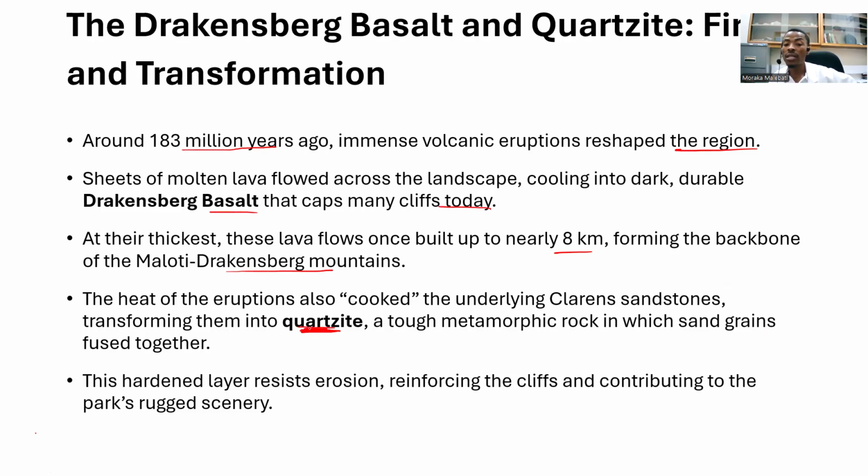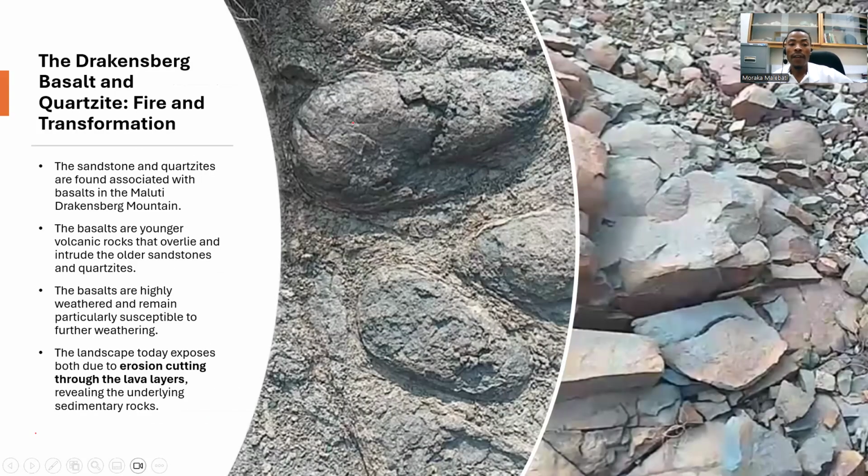Quartzite I've already described in this part. It is a tough metamorphic rock in which sand grains fuse together. This hardened layer resists erosion, reinforcing the cliffs and contributing to the park's rugged scenery. So I've explained this part. I hope you remember. And now this is when we were at the top.